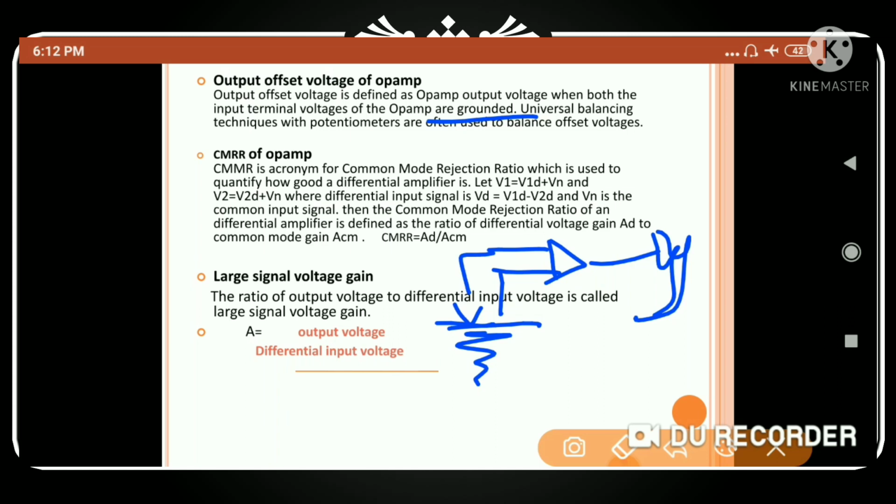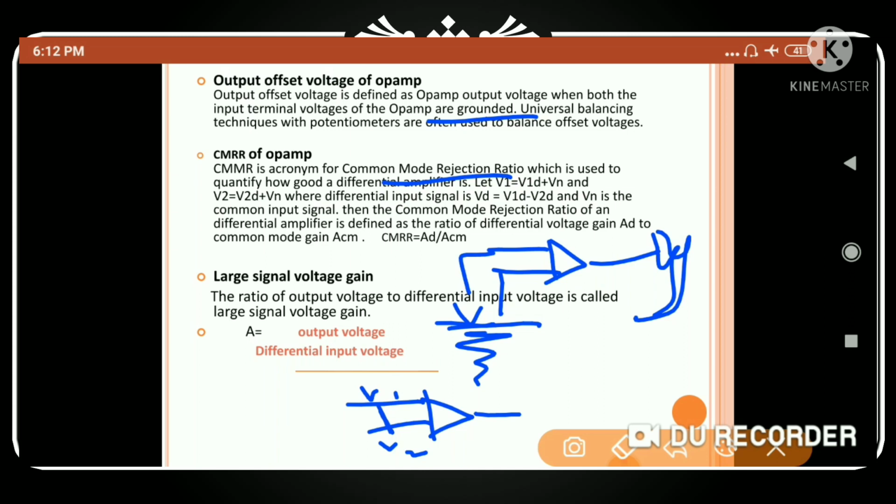The next parameter is CMRR of an op-amp. CMRR means common mode rejection ratio. It is used to quantify how good the differential amplifier is. Differential amplifier means we give two inputs to the amplifier, and it amplifies the difference between the two inputs. How well the differential amplifier works is what the common mode rejection ratio tells us.